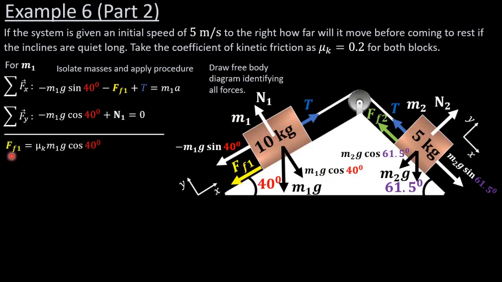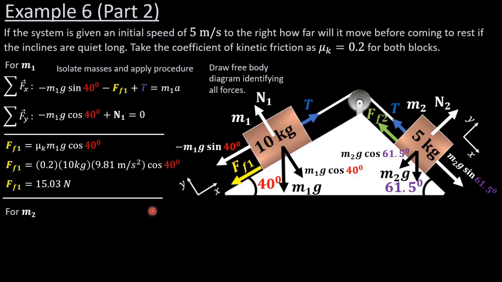And then to find the force of kinetic friction, F sub F1, I do the coefficient of kinetic friction times the normal force, where I knew the normal force is going to be m1 times g times cos 40 degrees. I knew that from this equation here. Okay, substitute my values in. So I knew the coefficient of kinetic friction was 0.2. I knew the mass of the block was 10 kilograms, and I know g. So multiply all this together to get the force of kinetic friction between block 1 and the incline as 15.03 newtons.